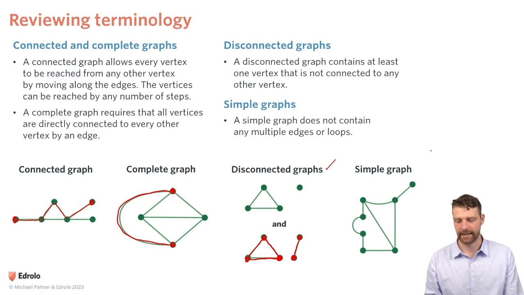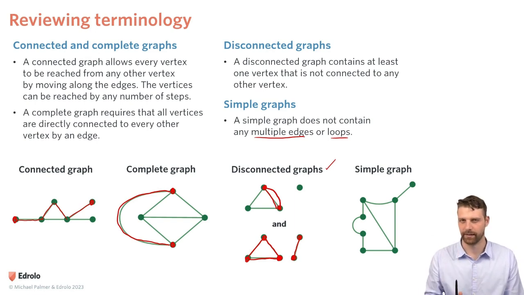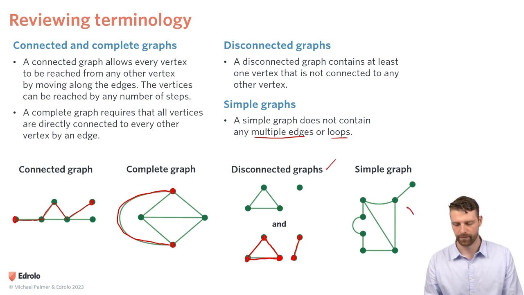A simple graph does not contain any multiple edges or loops. Okay, so a multiple edge, if I was to draw that in, say on this disconnected graph, these two would have multiple edges if I had more than one edge connecting any two vertices. So I'm going to get rid of that so we don't get confused. So you can see in this simple graph over here, there's no multiple edges and there's no loops in the diagram.